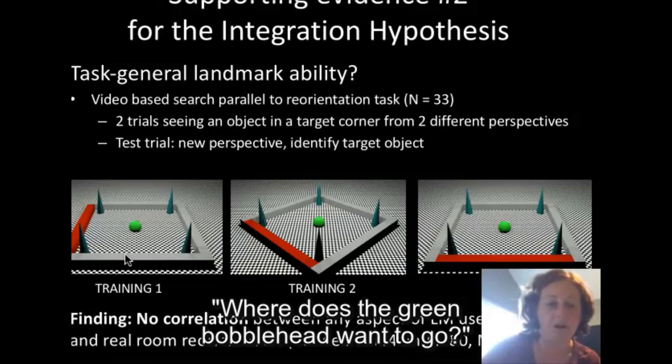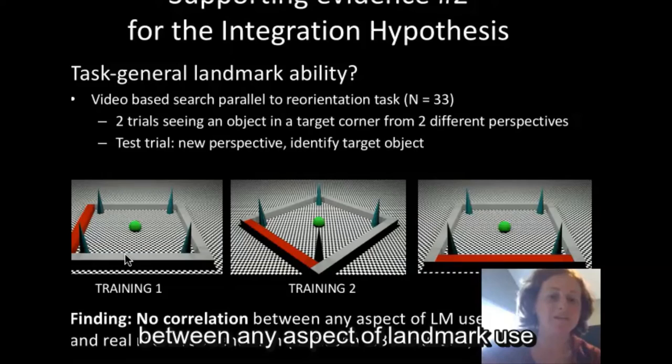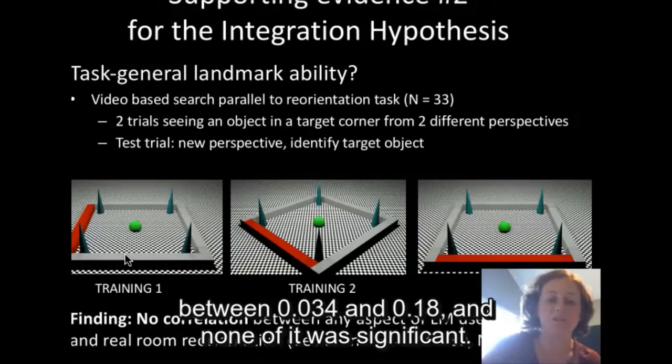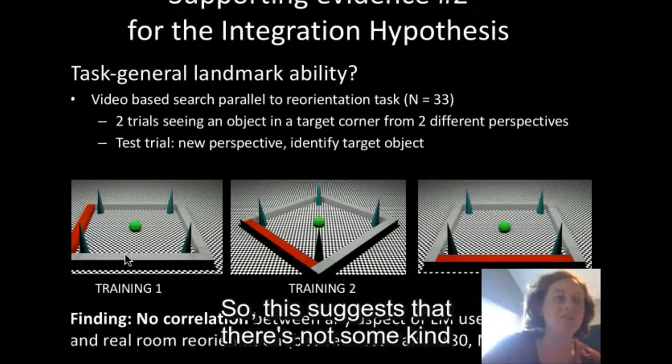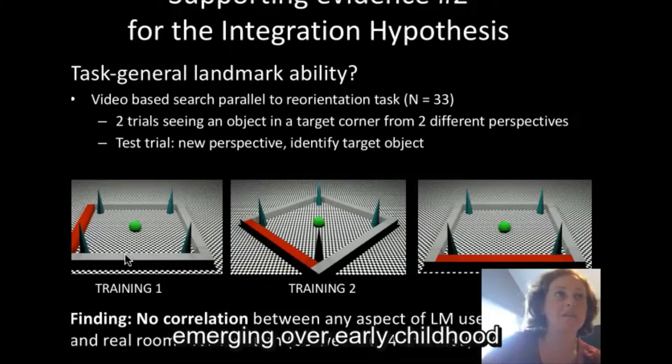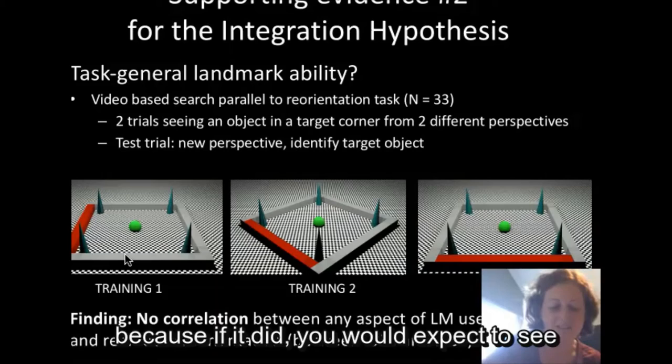And we found absolutely no correlation between any aspect of landmark use in the video task and the real room. Depending on which measurement we used, between 0.034 and 0.18, and none of it was significant. So this suggests that there's not some kind of general, more abstract ability emerging over early childhood to be able to use landmarks. Because if it did, you would expect to see it emerging in multiple task contexts.